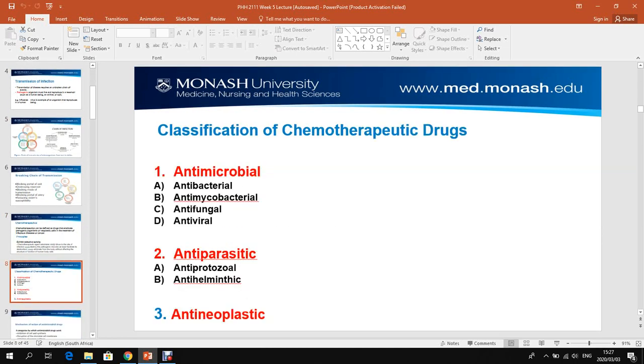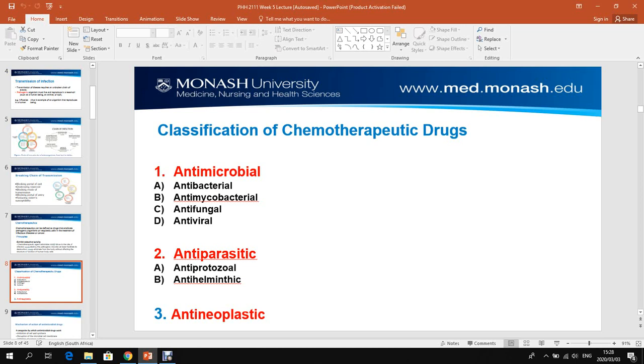Okay. So, before we move further, it's also important to understand the classification of various chemotherapeutic drugs. And once you understand how they are classified, then you understand how their modes of action are designed, because this is how they are classified. You have the first group, which is called antimicrobial drugs. Antimicrobial drugs are subdivided into 4 categories. The first one is what we call antibacterial drugs, which basically eradicate bacterial infections, bacteria microorganisms.